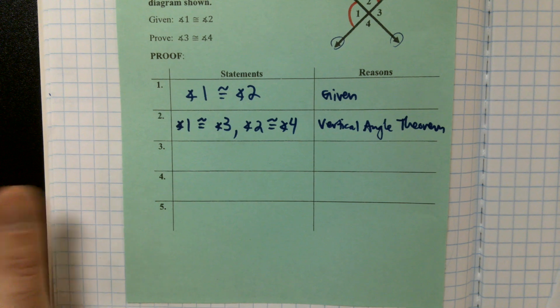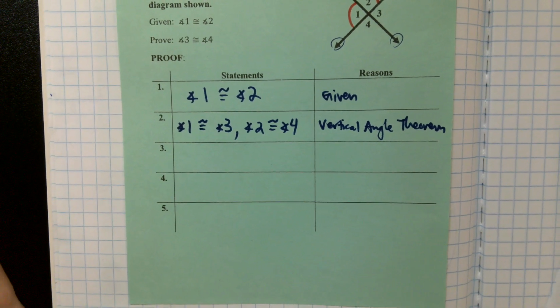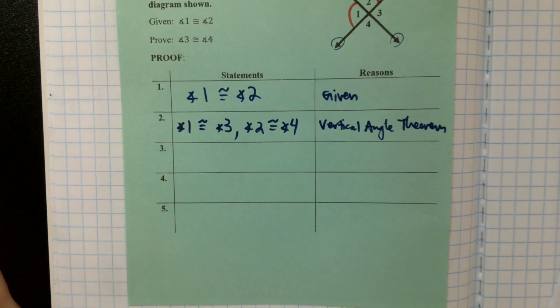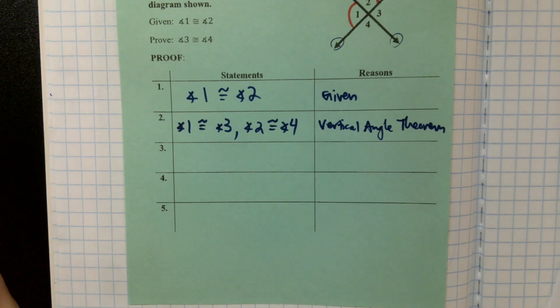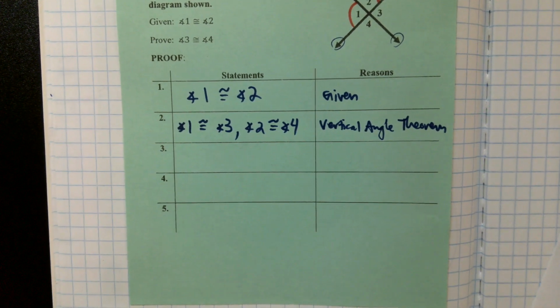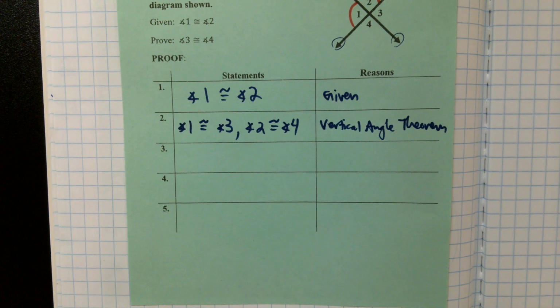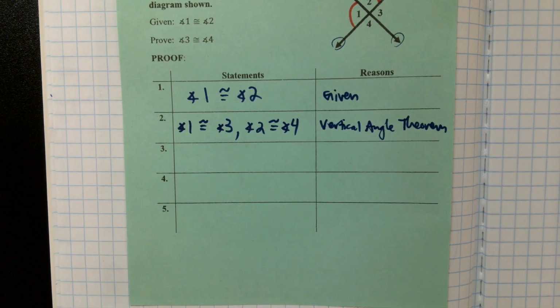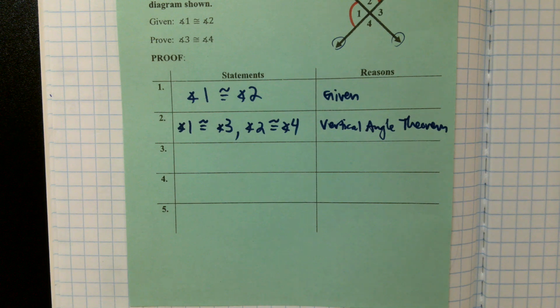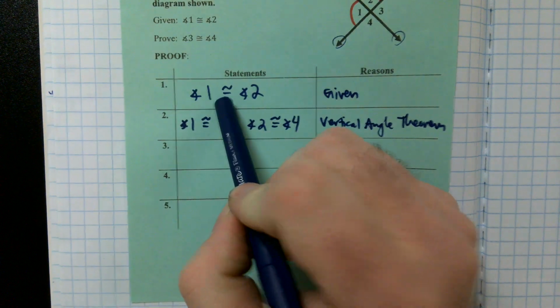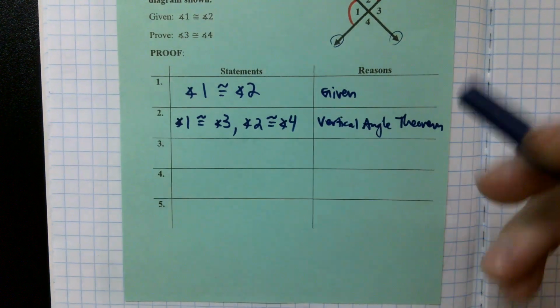All right, so we know that angle 1 and angle 3 are now congruent. We know that angle 2 and angle 4 are congruent. What do you think might be our next little step here? It's kind of hard to just think about what's next, right? Liana, do you have an idea? 3 equals 4. What makes you say 3 equals 4? Because 1 equals 3 and 2 equals 4 and 1 equals 2. 1 equals 3, yeah. 2 equals 4, yeah. And 1 equals 2, yeah.